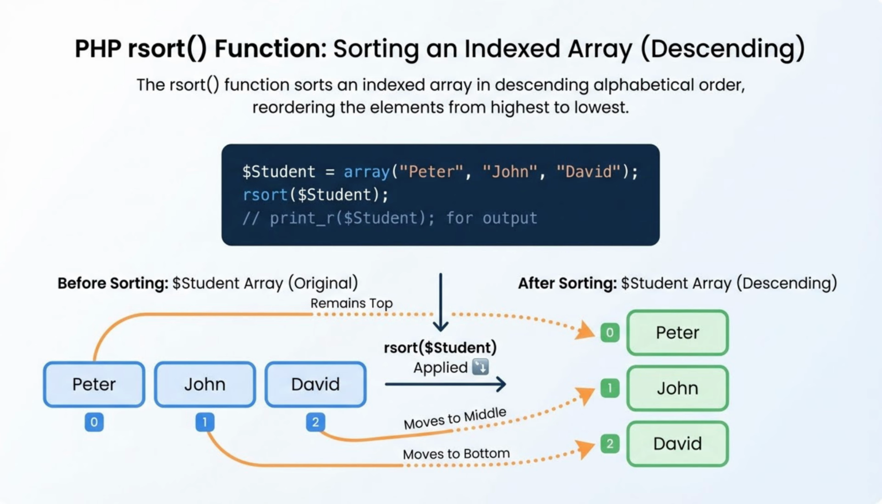In summary, the rsort function is used when you want to reverse the natural order of the elements in an indexed array and list them from highest to lowest. It is simple, efficient, and commonly used when handling names, numbers, or any sortable data where descending order is required. The function not only rearranges the values, but also resets their indexes to reflect the new order.